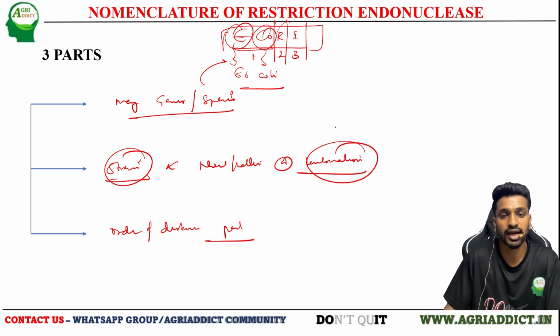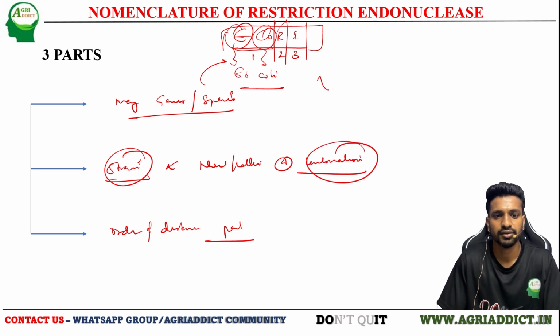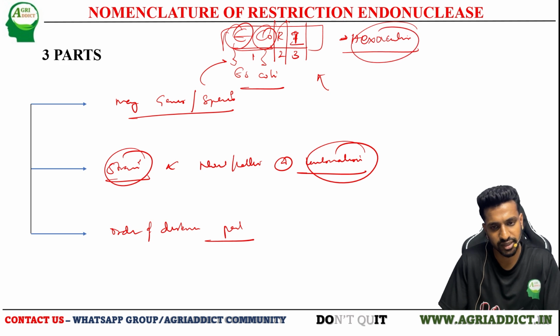So these are the 3 different parts which are used for naming the restriction endonuclease. Try to remember these points. EcoR1: here Eco means Escherichia coli, R is the strain, and 1 is the order of discovery, and this is a hexacutter. The other features we'll discuss in the upcoming slides.